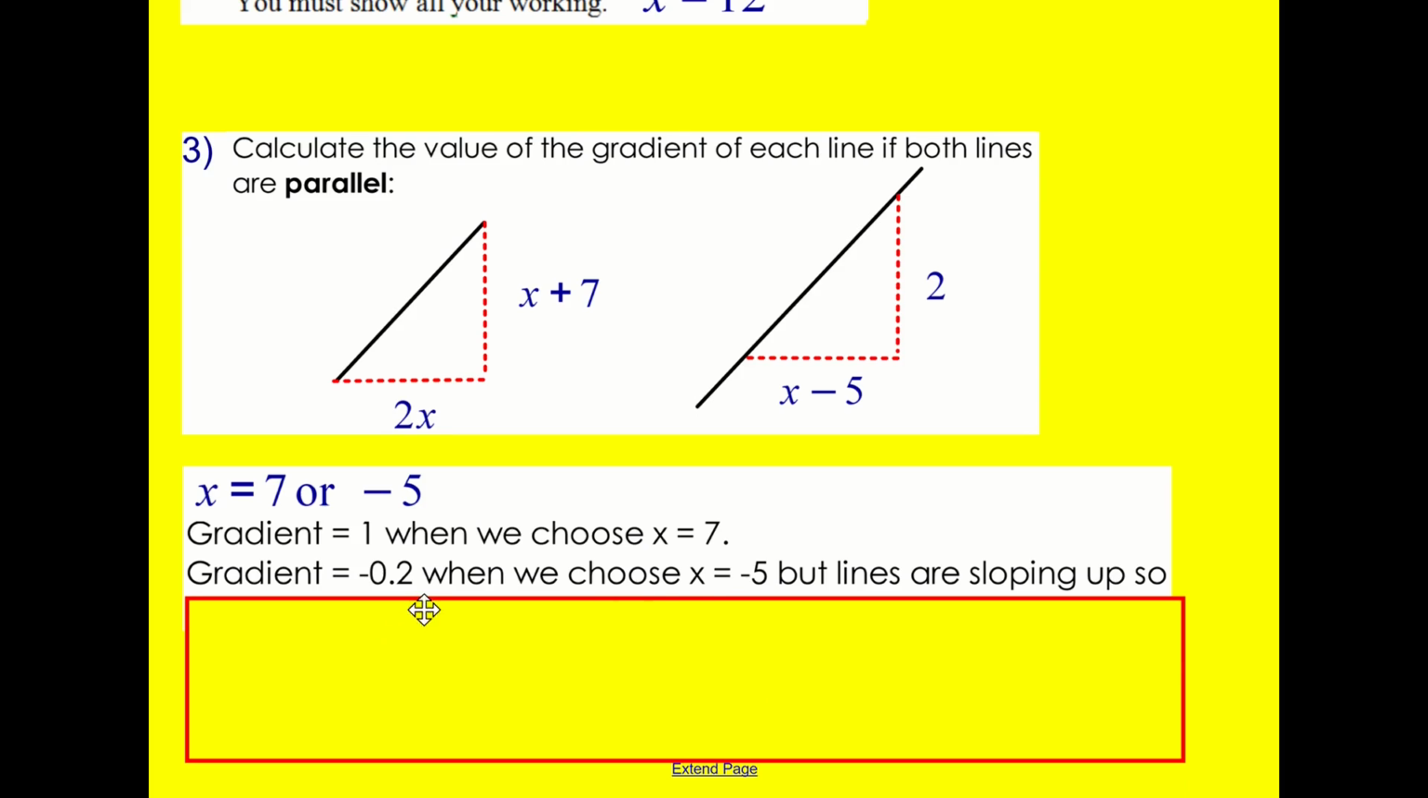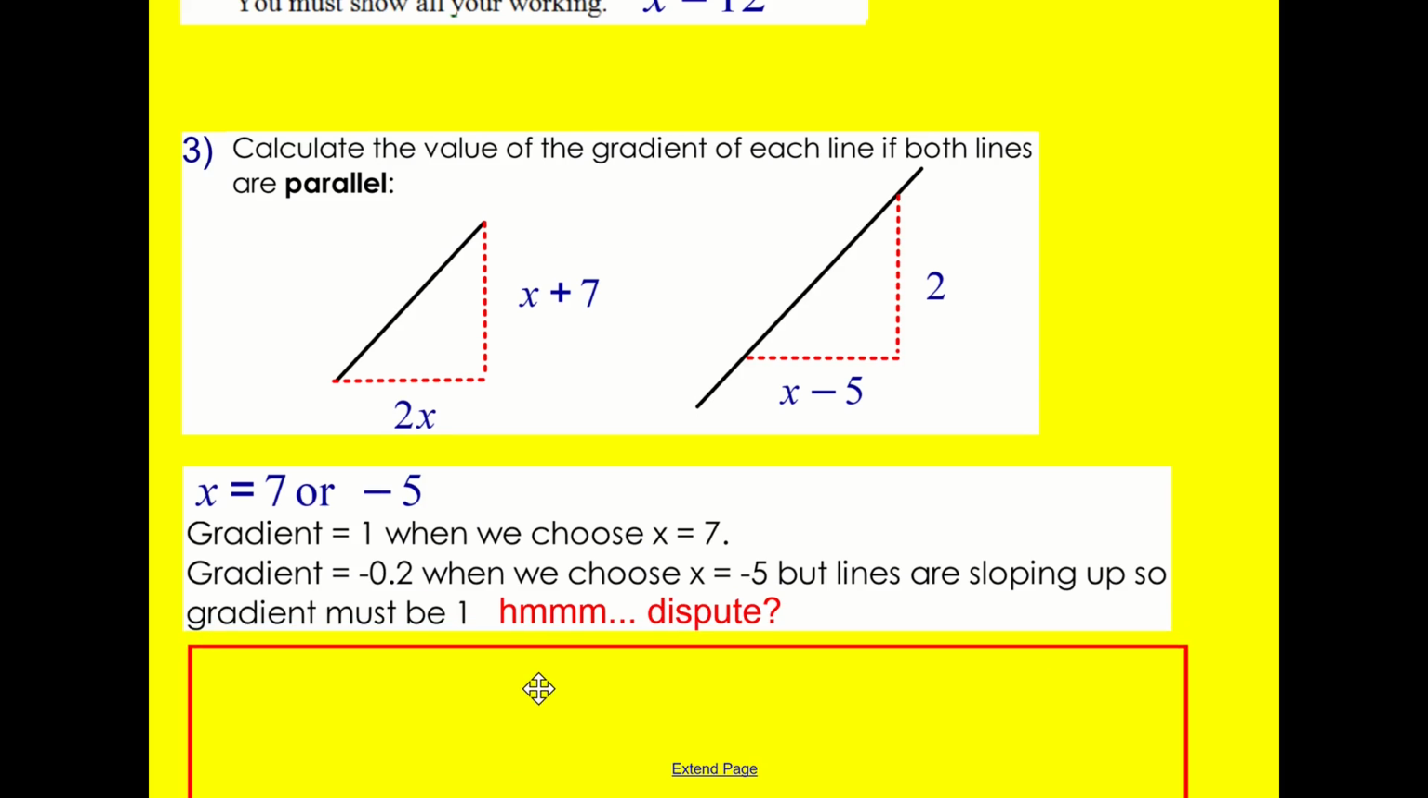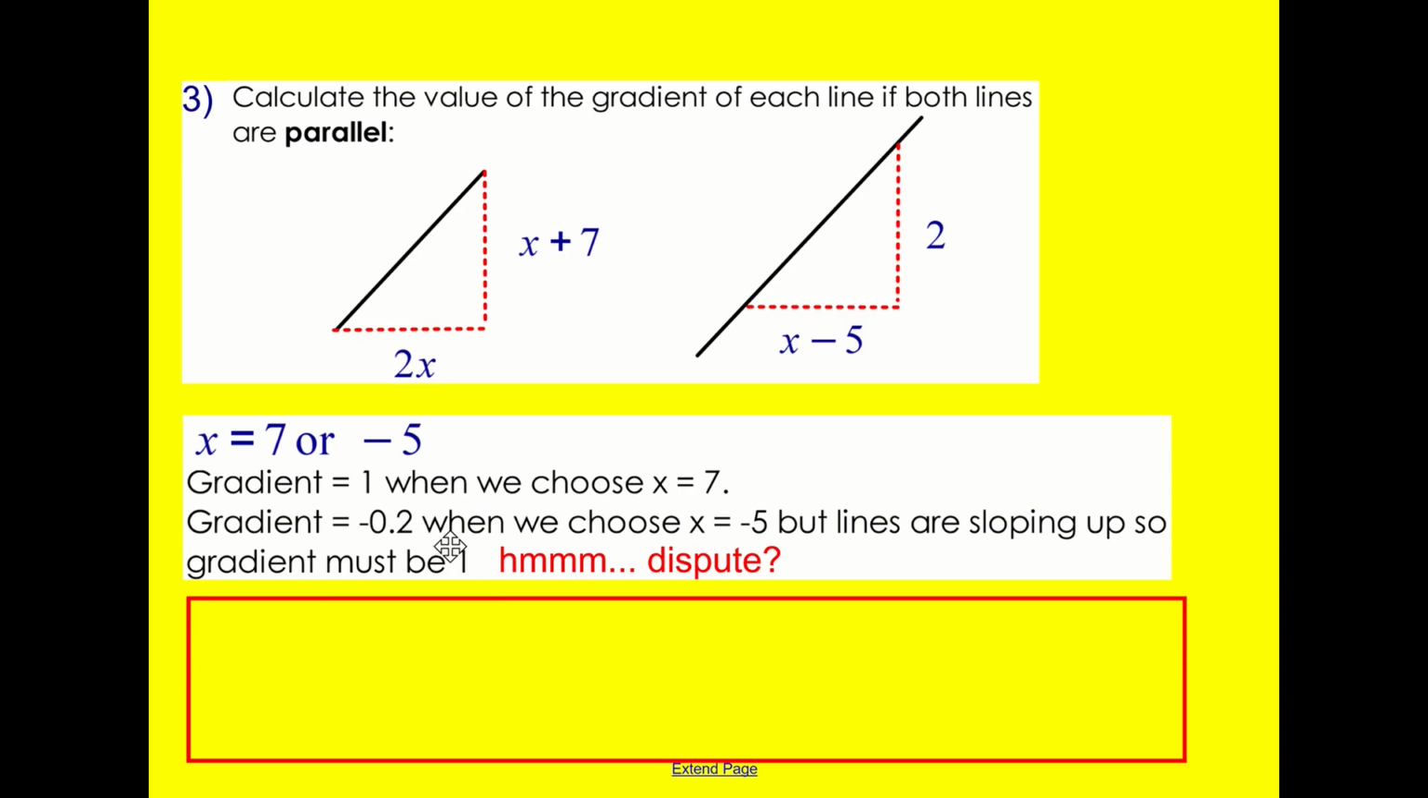Now, the answers I've gone with here, they say the lines are sloping up, so the gradient must be 1. We actually reject the minus 0.2, because if you get a negative gradient, it's going that way. Now, I'm disputing this because there's no actual scale on these axes. It doesn't say that x is actually going up. So I am okay with minus 0.2 as well. But if there were some axes drawn, we need to be a bit careful. I suppose always think about whether the solutions are valid or not. Leave this one as a bit of a grey area.